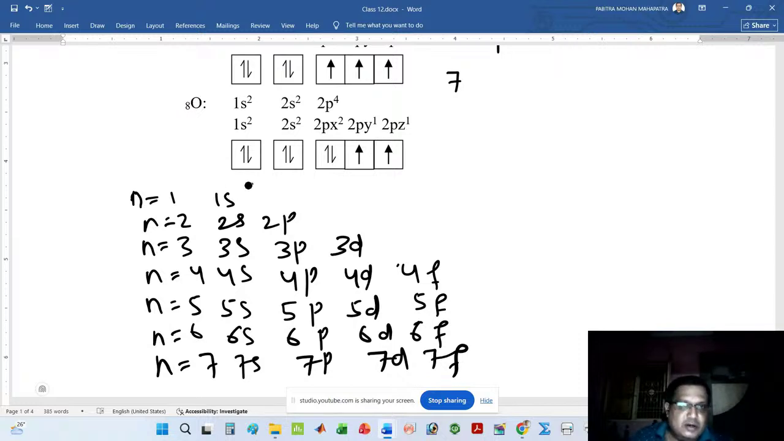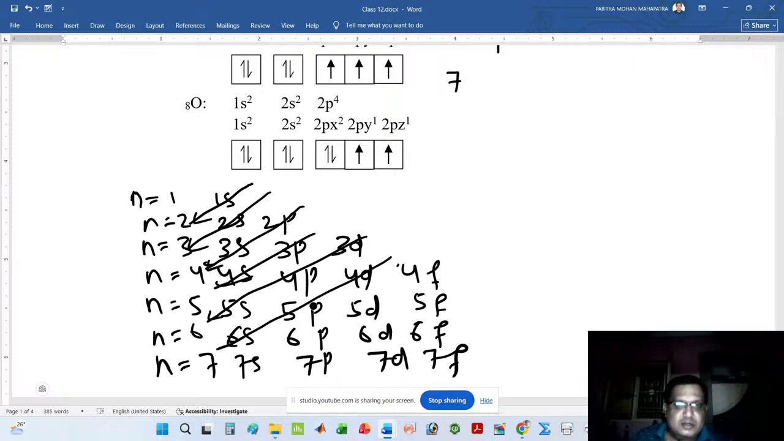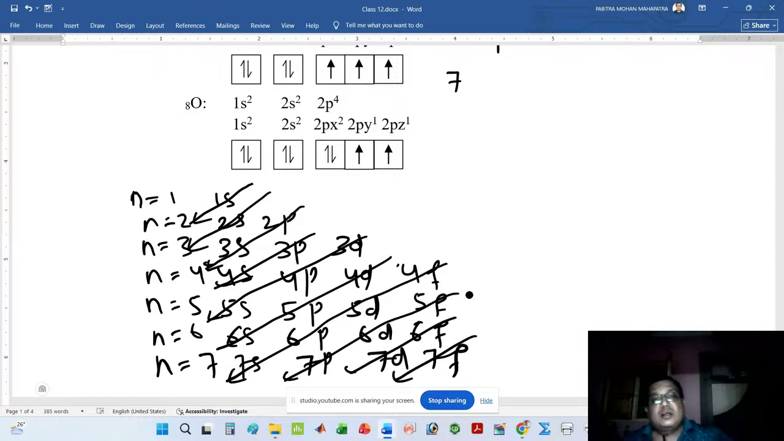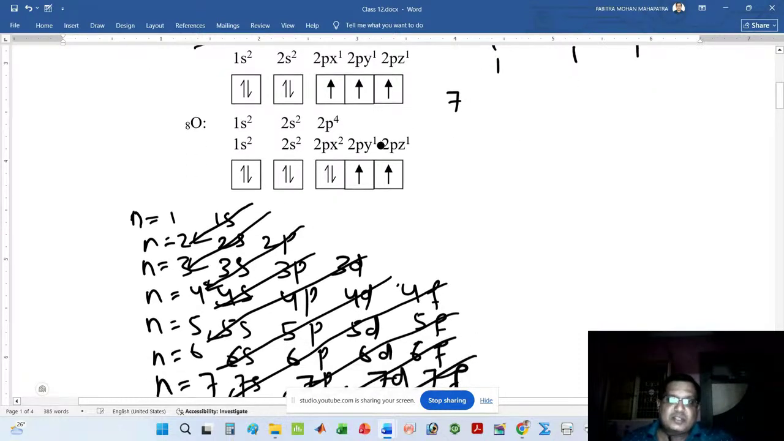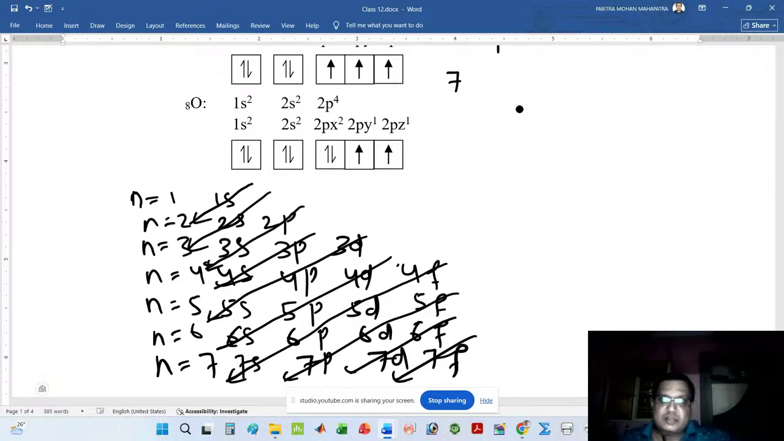You can draw like this: first arrow mark, second arrow mark, third arrow mark, fourth arrow mark. This is your fifth arrow mark, sixth arrow mark, seventh arrow mark, eighth arrow mark, ninth arrow mark, 10th arrow mark. Yes or no? Now think about the nitrogen atom having 7 electrons, the atomic number is just 7.